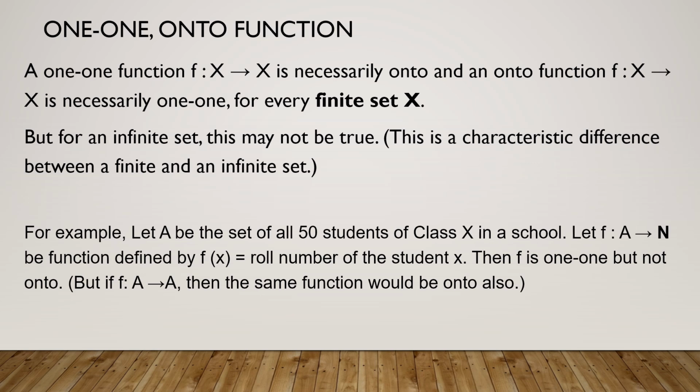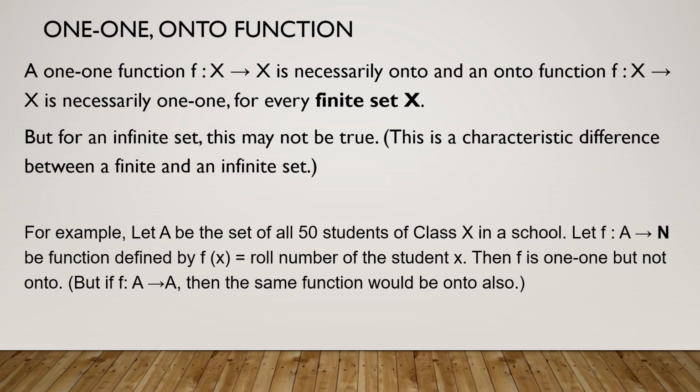But for an infinite set, this might not be true, and this is the main difference between a finite and an infinite set. This can be asked in objective questions. For example, suppose I have a set A, which is the set of all 50 students of class 10th in a school. Suppose f is a function from A to N, where N is the set of natural numbers, defined as f(x) = roll number of the student. f is 1-1, obviously. Why? Because every student will have some roll number and it will be different. Correct? But it might not be onto.